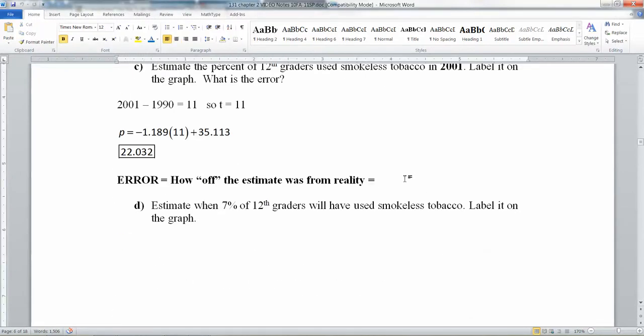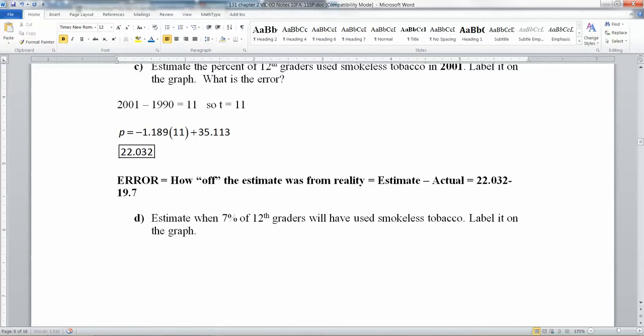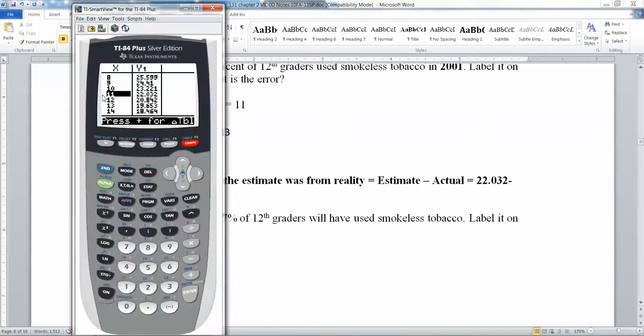There are different ways to do this for different books. Like in statistics, we always take the observed minus the predicted. It doesn't really matter, but you can say the predicted minus the observed, or reality, or actual if you want. Here, how about this? Estimate minus actual. That would be 22.032 minus 19.7, which would be about 3.3, I think. Let me double check that.